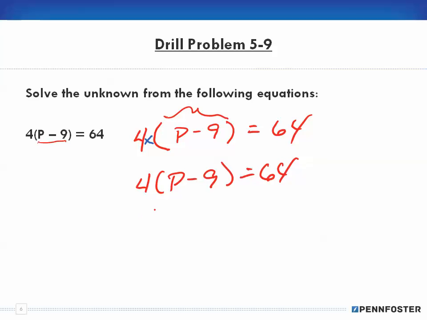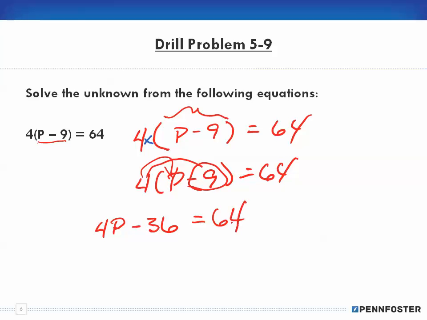Now the thing here is that we have to multiply this out so that we can isolate our variable p. And we have to take the 4 and multiply it times each part of that quantity. So 4 times p is 4p. That's the first part. Then we take 4 times the minus 9. So 4 times minus 9 is minus 36. And then we make that equal to 64.